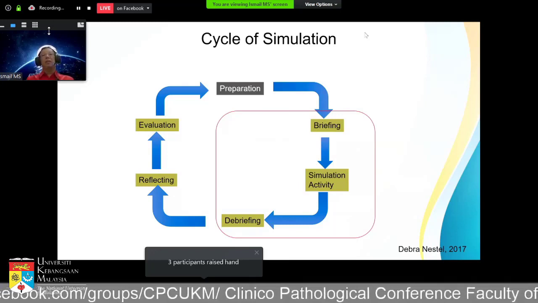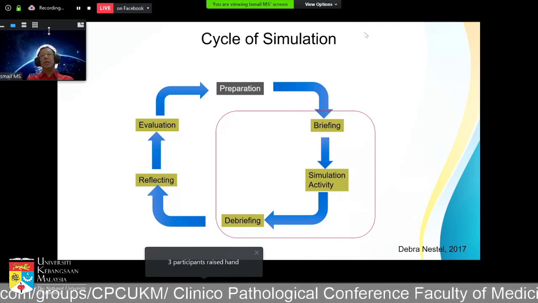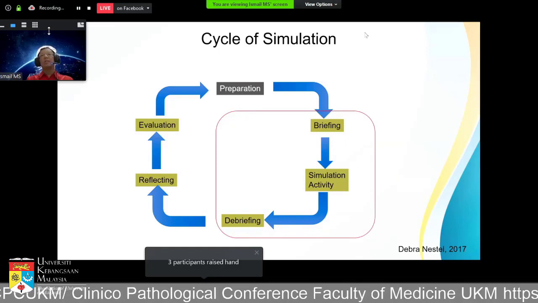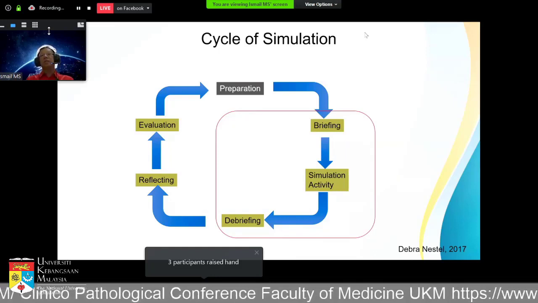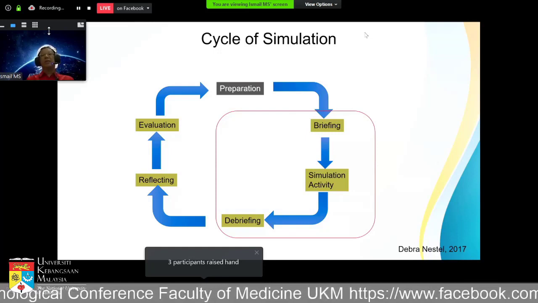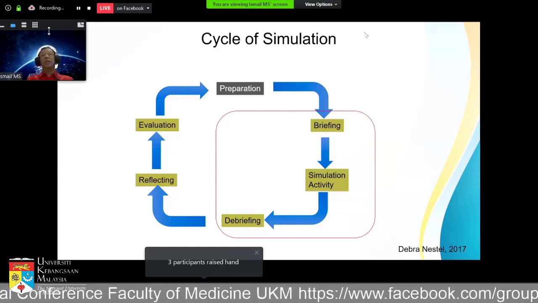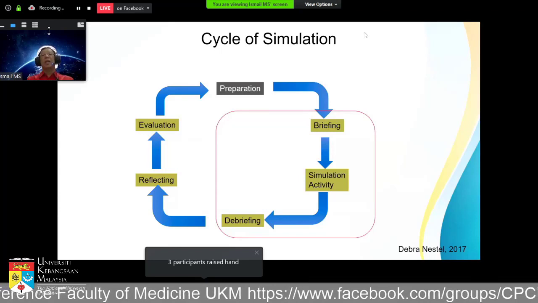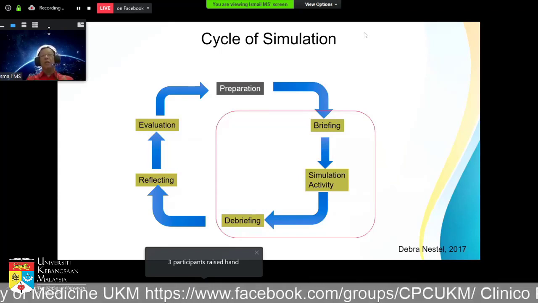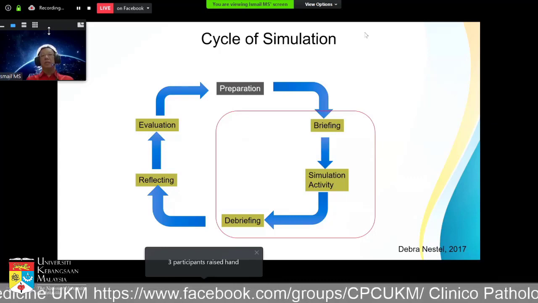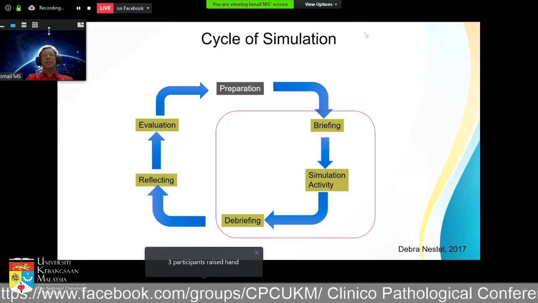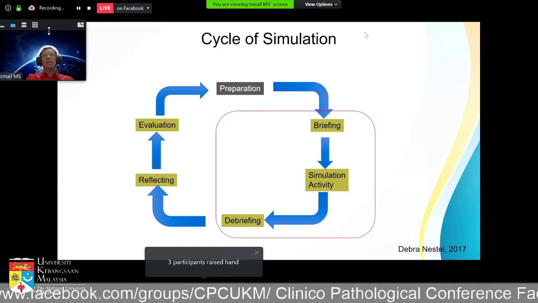And all simulation, you should start with a briefing. Even when you're doing a screen-based simulation, it has to do with the briefing on how to maneuver those things. And then after that, you let the students play with the simulation activity. Right after the simulation activity, we have debriefing, which is one of the most important things in simulation. If you just have the simulation activity without debriefing, you are not basically doing simulation, you're just playing with a toy. And then after that, you have reflections. The students have to reflect, and evaluation.